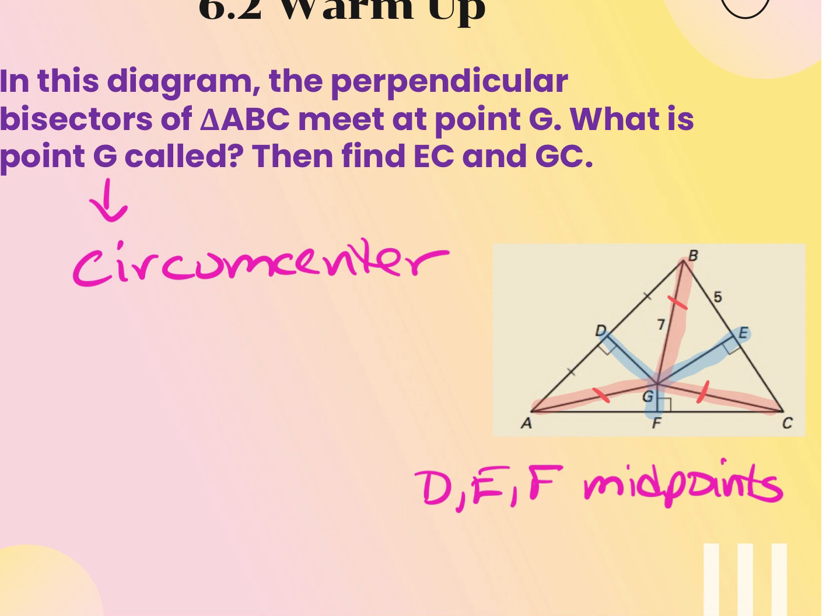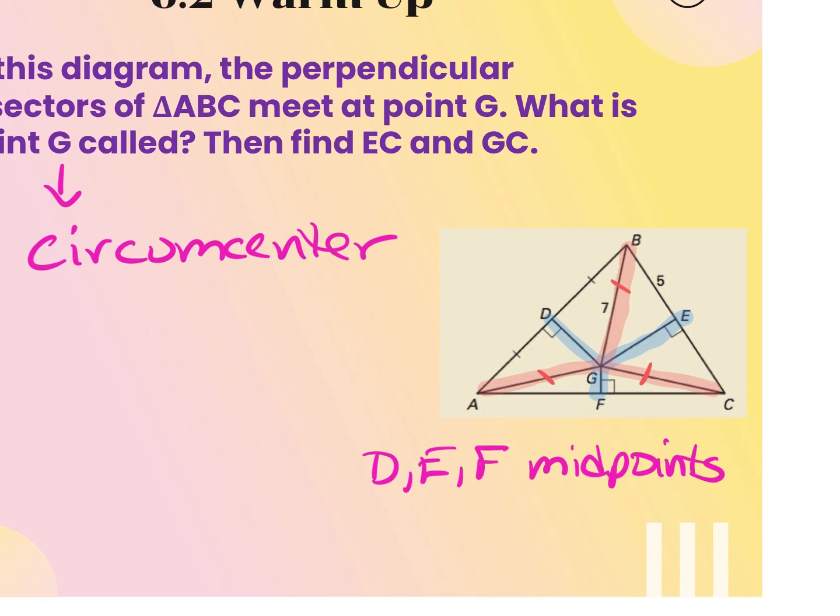So in order to answer the two questions now, EC is going to be over here. It's the side of the triangle. And remember, E is a midpoint. So if this side's 5, then this side's 5. So EC equals 5. And then GC, since it's that equidistant segment to the vertices, GC is going to be 7, because all of these are 7s.